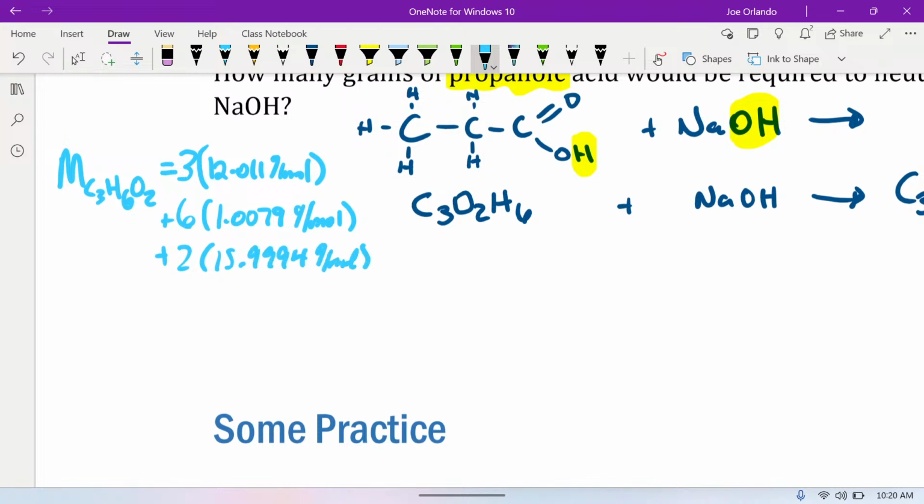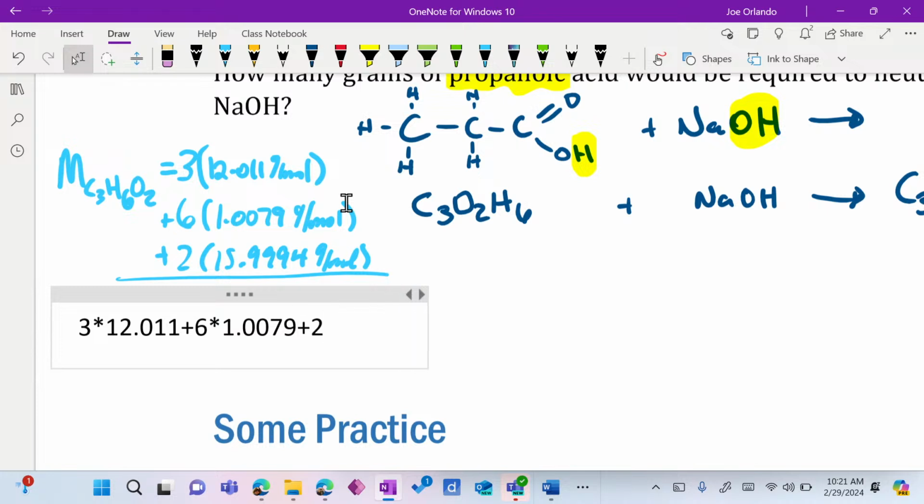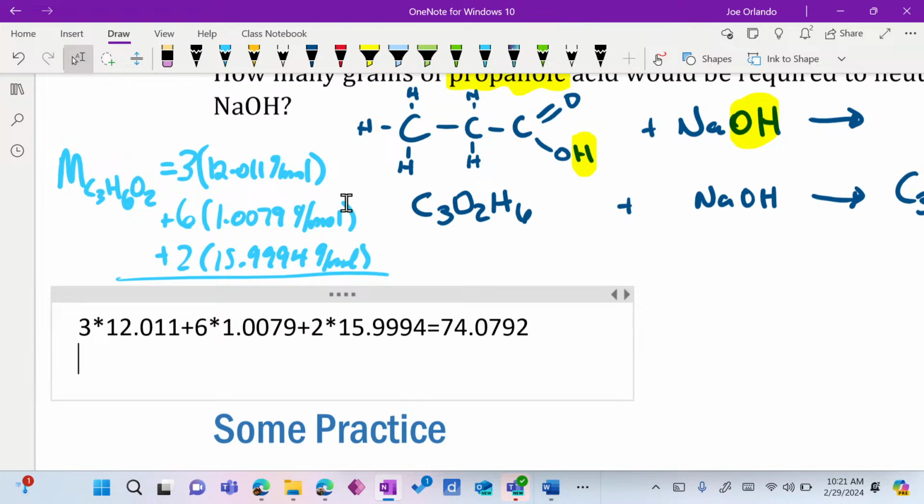Okay, so if we take a minute and do that just on your calculator, I'll do it here together. Let's do it all together. Have you missed this? Did you wake up today think, you know what I'm really looking forward to today? Some stoichiometry. So 3 times 12.011, then what? 0.079 plus. Great, and that gives us 74.0792, which I think is exactly what you said.